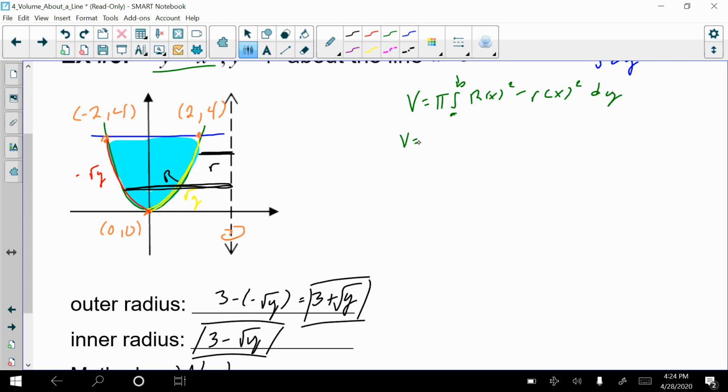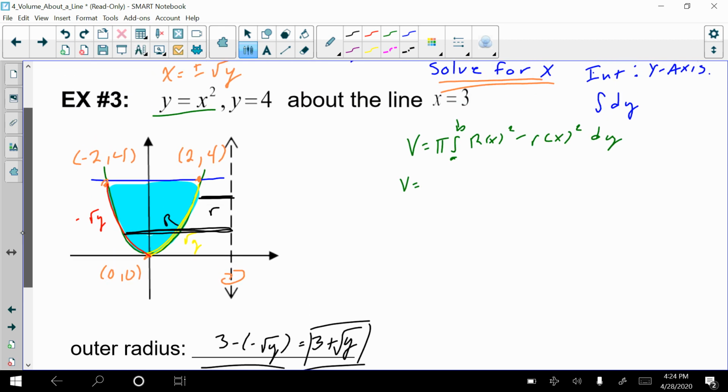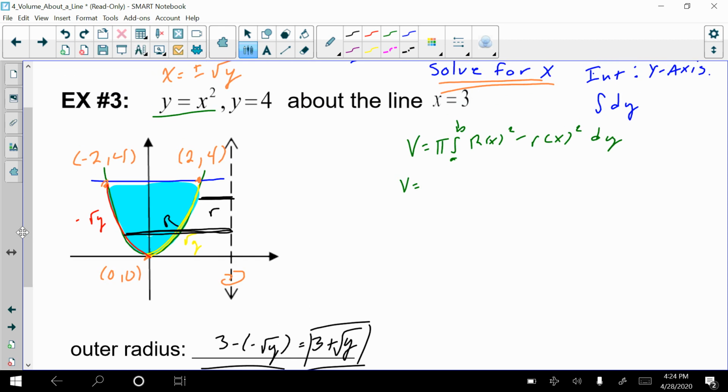So let's start plugging in what we have. And the one thing that I didn't clearly identify straight away is what's the interval? Well, the interval is going to be done along the y-axis. So the interval is this bit right here. This is where the interval comes from, and it's going to be from when y is equal to 0 to when y is equal to 4.